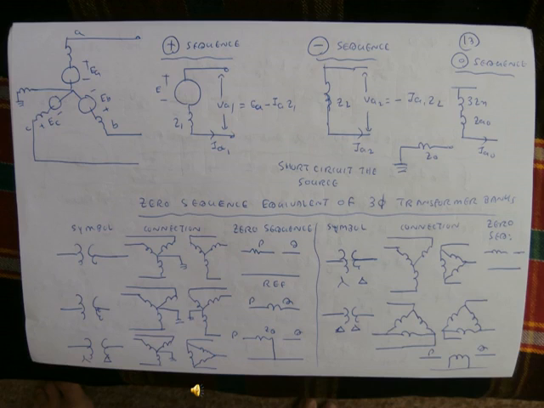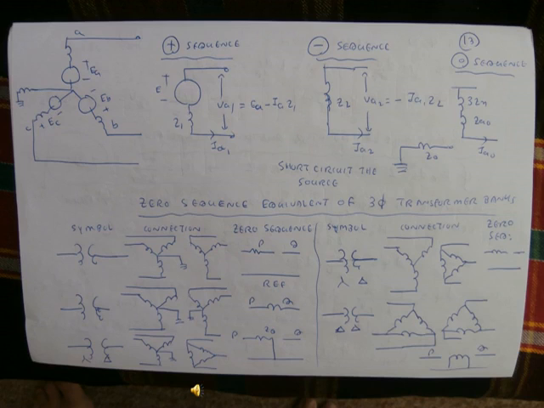So the zero sequence equivalent circuits of the three-phase transformer are given. For the star connection, zero sequence impedance, and also the primary star and secondary star connection but not connected to ground. Primary side connected to ground, secondary side not connected to ground. In this case, we draw the zero sequence impedance diagram.